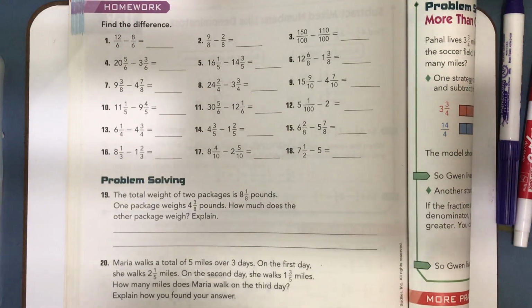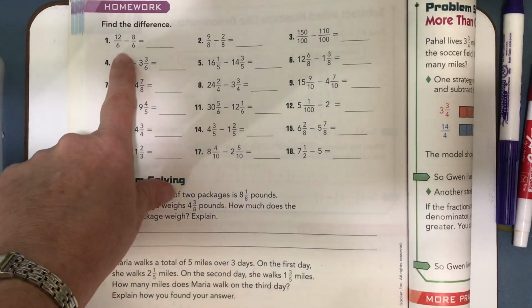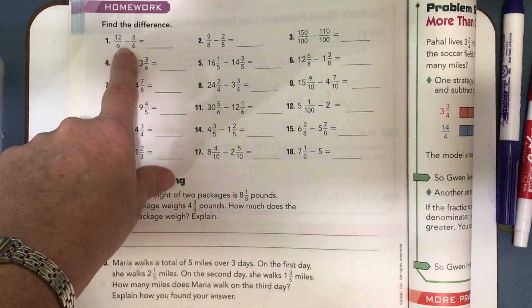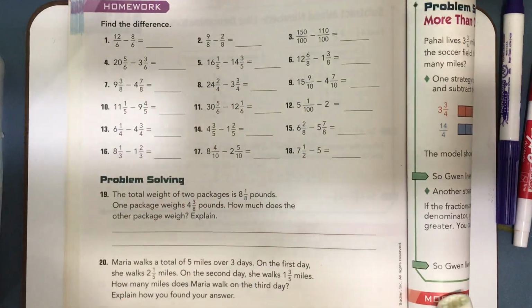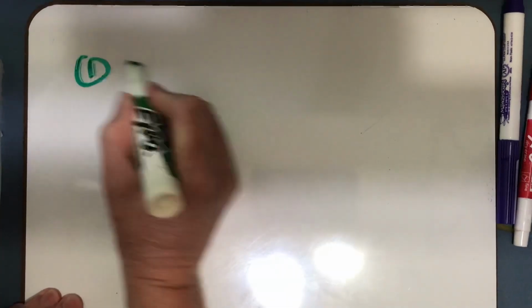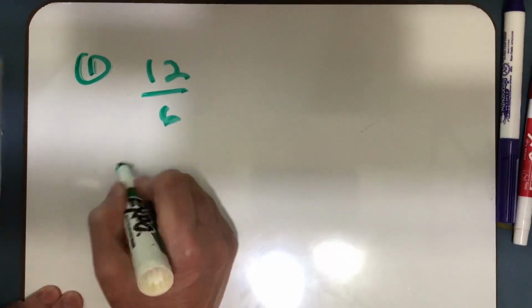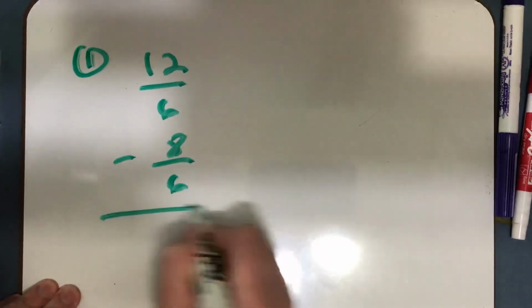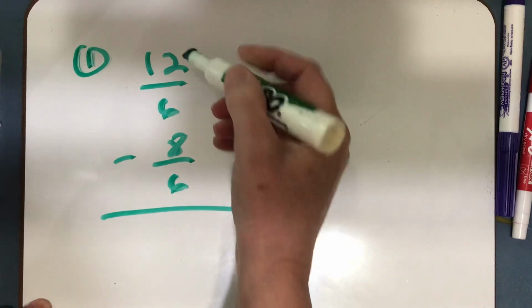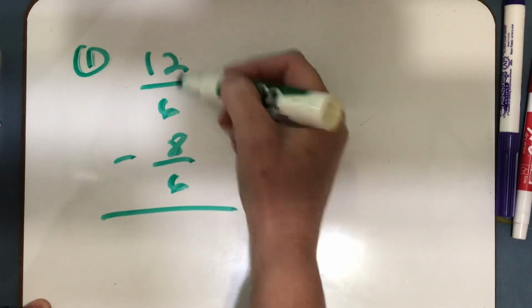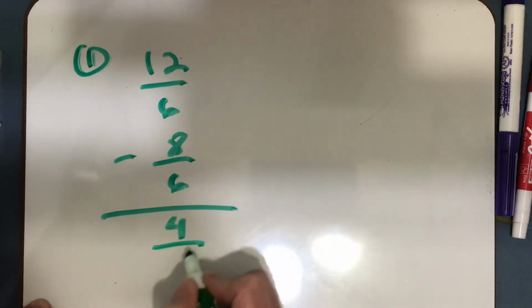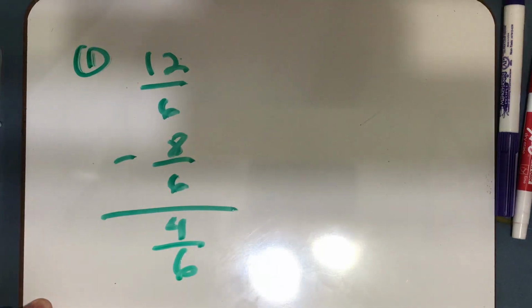I'm going to start with number 1. Actually, if you look at number 1, we don't have mixed numbers here. We have improper fractions. We have 12/6 minus 8/6 for number 1. Since I have the same denominator, all I have to do is subtract my numerators. So 12 minus 8 would be 4, and I keep my denominator, 4/6.